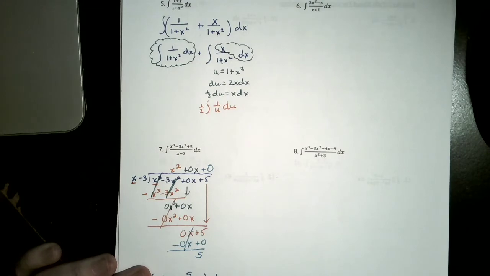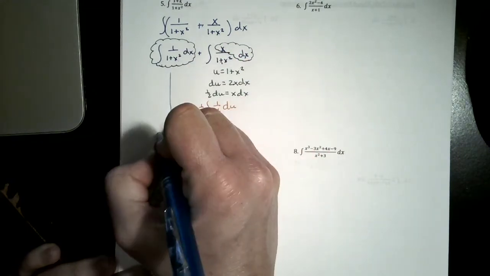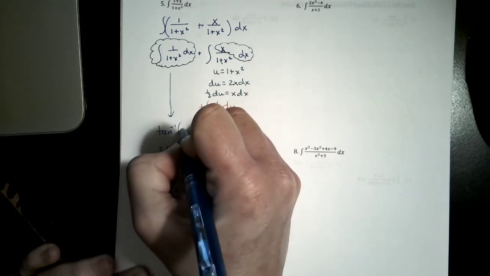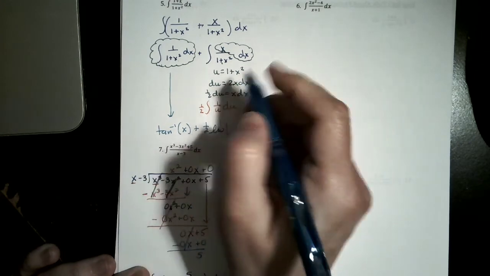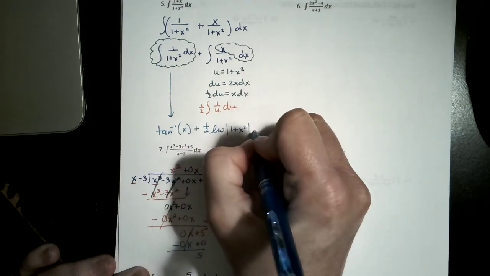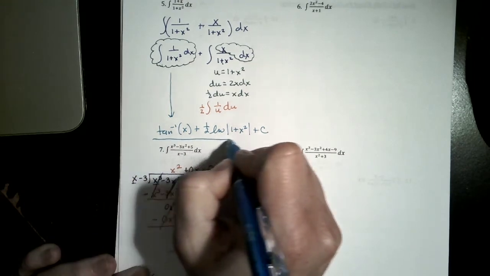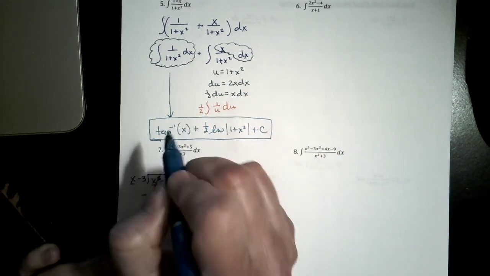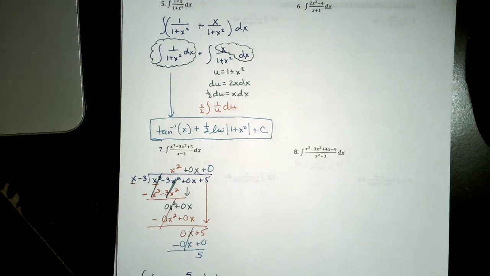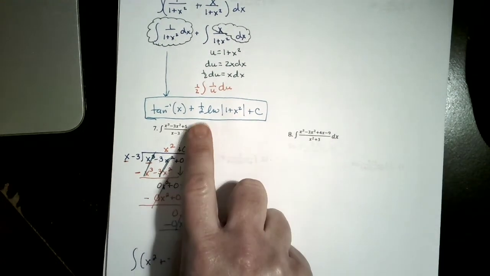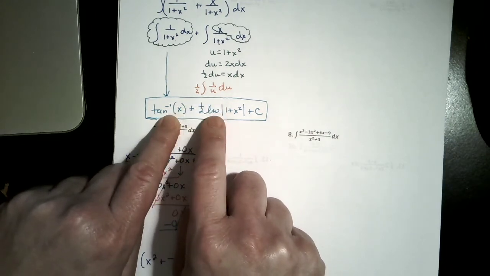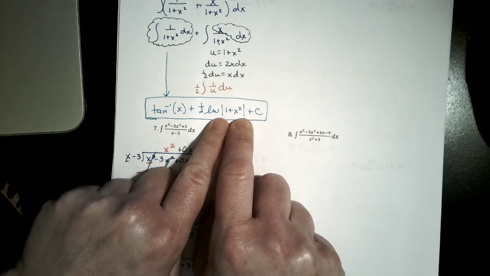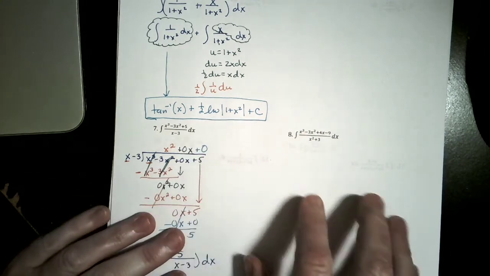And then last but not least, I know that this is the inverse tangent of x plus 1/2 natural log of u, which is 1 plus x squared, plus c. Like I said, that one was kind of a crazy one. If this was multiple choice, I would expect that you might see that, but I really don't see them doing that. Although it wouldn't be a bad problem because you hit the inverse trig and you hit the natural log. Incidentally, you don't need the absolute value signs here because 1 plus x squared will never be negative. So you can drop the absolute value signs off of that. Okay?